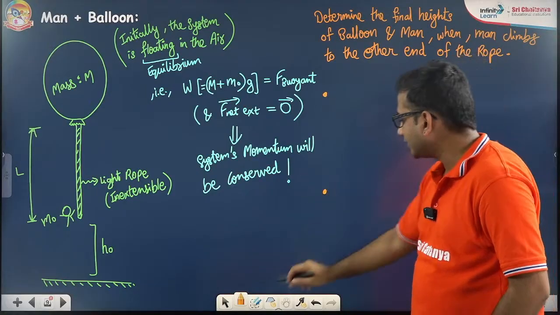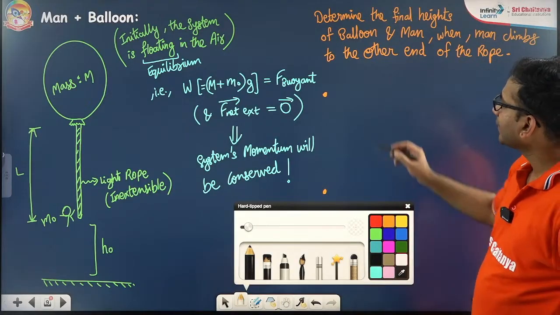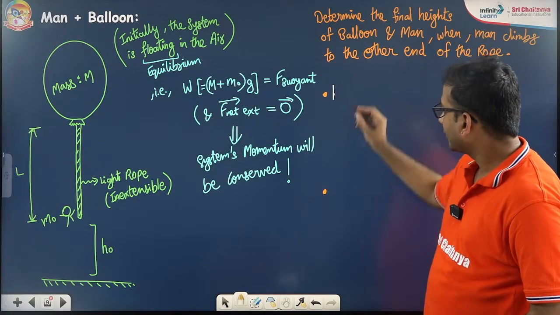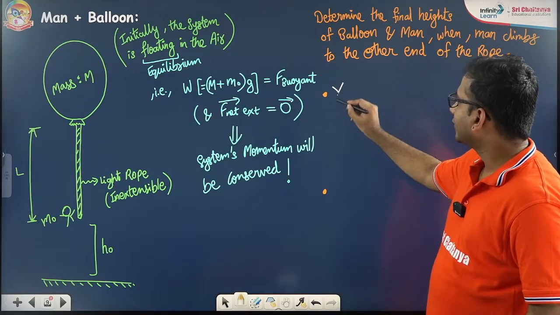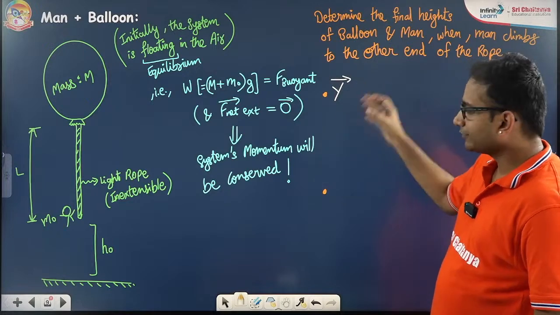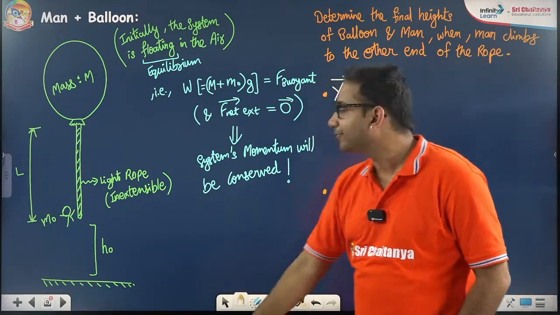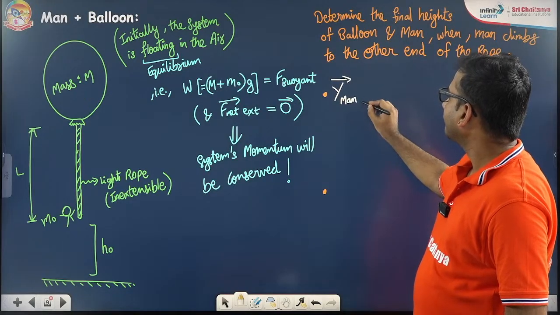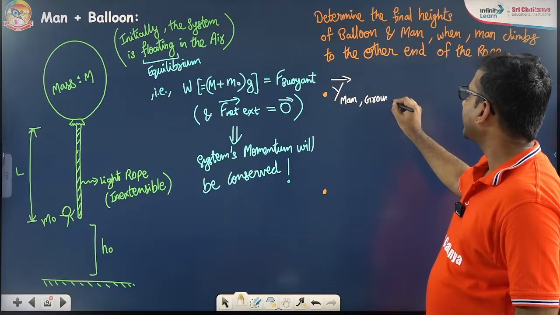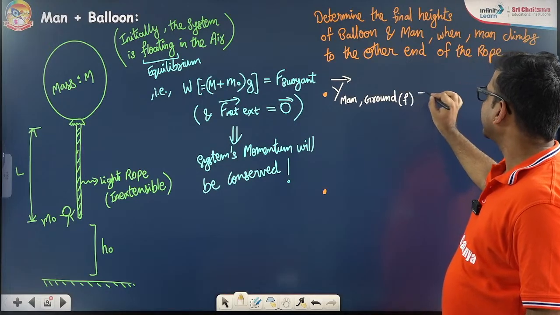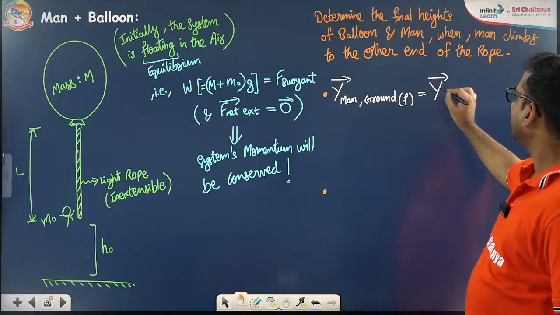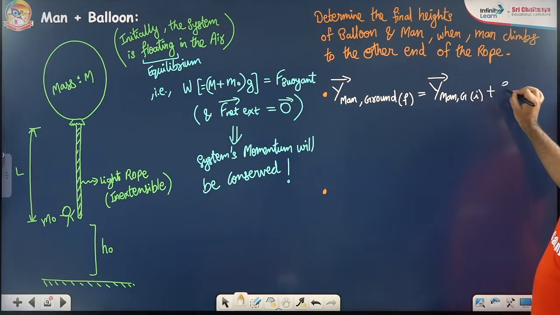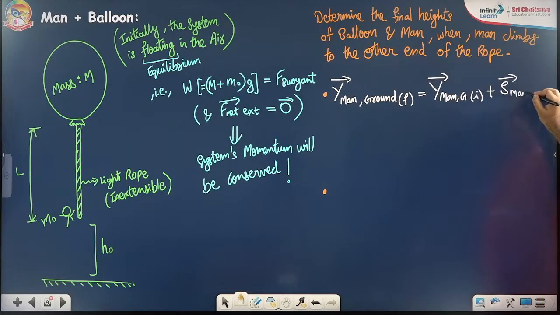Alright. So now you have to write the final heights of both of them. See, one by one I will write both. First of all, I am writing the final height, or let me write the y coordinate from ground. Height and depth are always from the ground. So the y coordinate of the man with respect to ground finally will be the y coordinate of the man with respect to ground initially plus the displacement covered by the man with respect to ground.